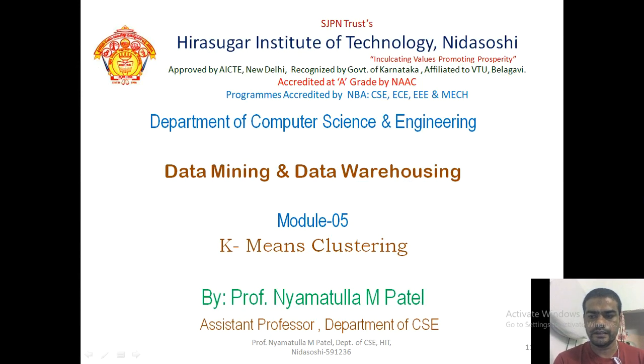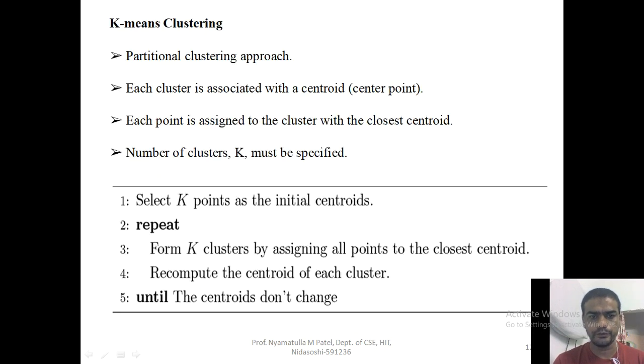Today this video is in continuation with the previous video of module 5 part 1. Now this is module 5 part 2. So in this we are going to discuss k-means clustering in detail. In the previous video also I have discussed a little bit regarding k-means clustering. So we'll move further. This is already covered.